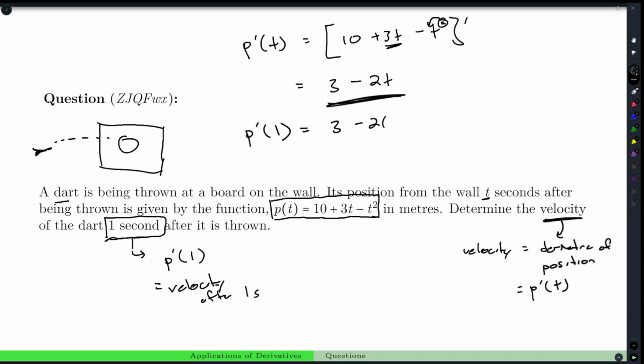So that'll be 3 minus 2 times 1. 3 minus 2, so that's 1. If we wanted units, I guess it would be meters per second for velocity. So we could say the dart is moving at 1 meter per second, 1 second after it's thrown. Okay? Now, I'm not really interested in units. I'm here for the number. And the number we got, p prime at 1, is 1. So there's our answer.